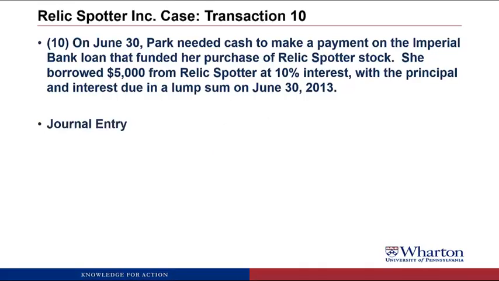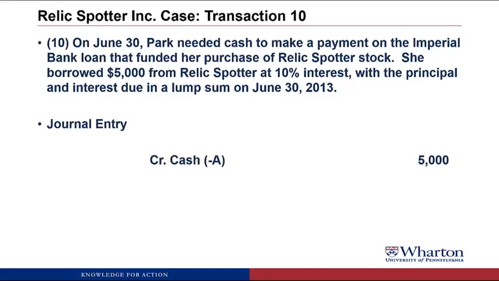This journal entry is a little complicated, so let's think about what's going on. Relic spotter is paying $5,000 cash to Rebecca Park. So anytime we're paying cash, cash is going down, cash is an asset, we make it go down through a credit. So Relic spotter is crediting cash for $5,000.